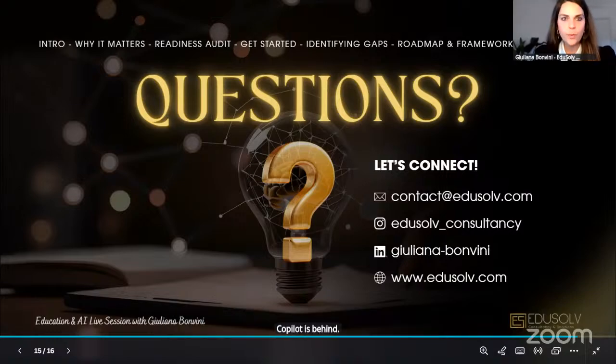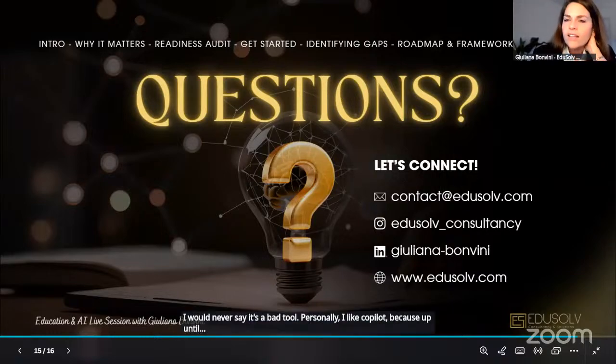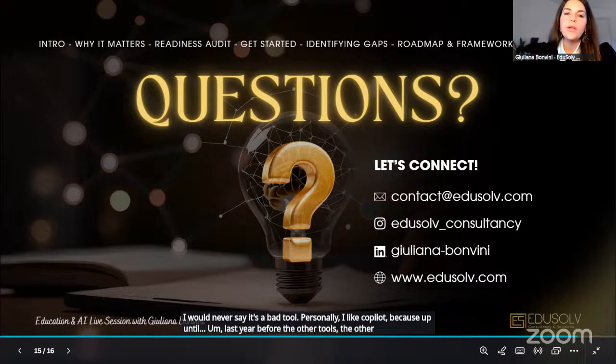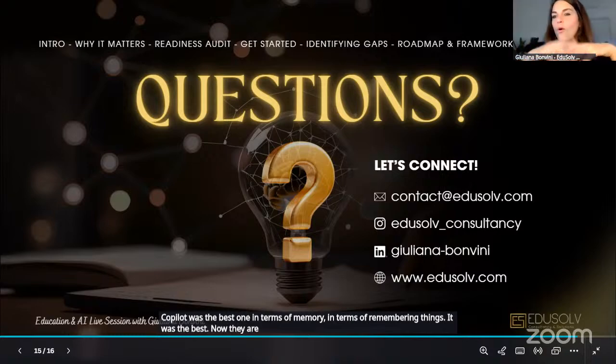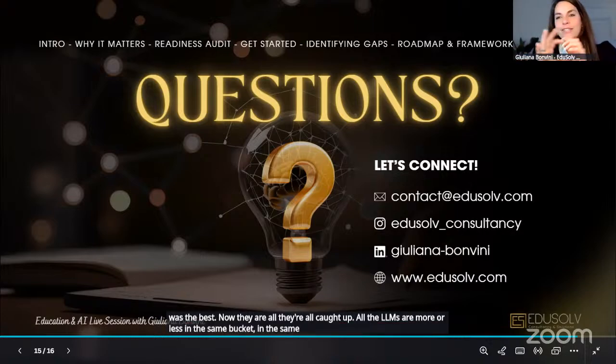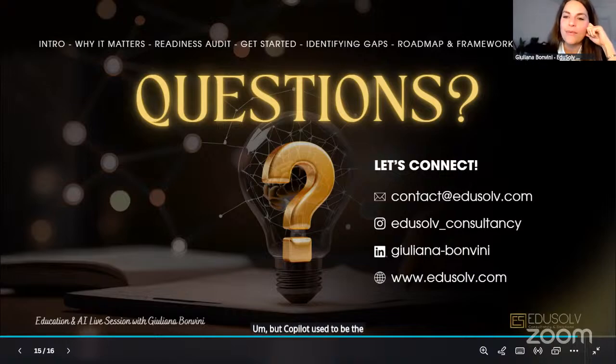Okay, so let's put it this way. However, it doesn't mean it's a bad tool. I would never say it's a bad tool. Personally, I like Copilot because up until last year, before the other LLMs caught up, Copilot was the best one in terms of memory, in terms of remembering things. Now they're all caught up. All the LLMs are more or less in the same bucket, in the same category of knowledge. But Copilot used to be the best one in terms of memory.